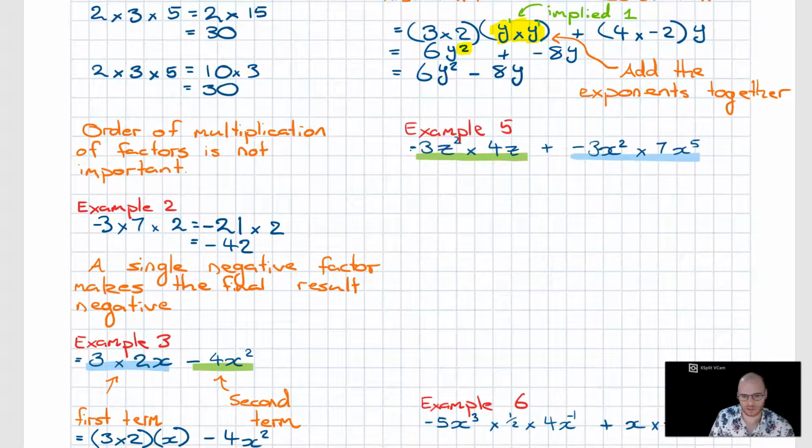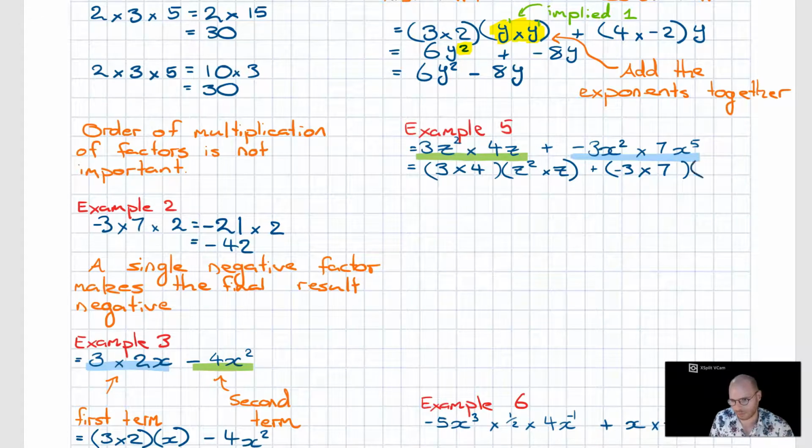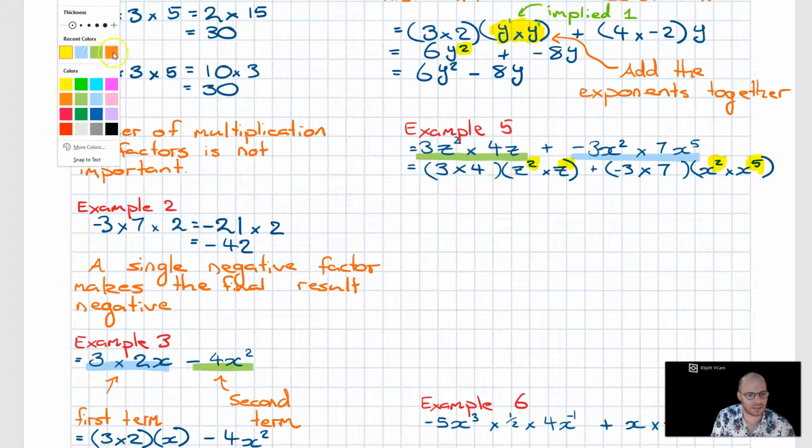What we're going to do is multiply the coefficients together of the 2 factors. So we're going to go 3 times 4. Then we're going to do the same with the variables. So we've got a z squared multiplied by a single z. Then we put the plus, and we're going to do the same with the second term. So minus 3 times 7 multiplied by x squared times x to the 5. Going back, remembering that when multiplying, we add the powers together.